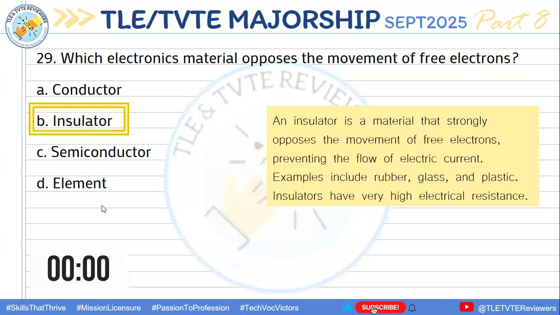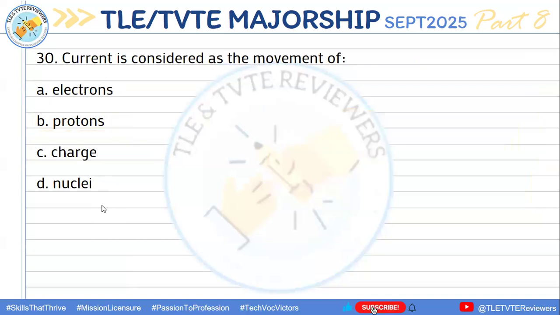For letter A, conductor. Conductors allow free electrons to move easily, enabling electric current flow. Letter C, semiconductor. Semiconductors have moderate resistance, so they can conduct electricity under certain conditions. And letter D, element. An element is a type of substance, so not specifically related to its ability to conduct or resist electron flow. So answer letter B, insulator.